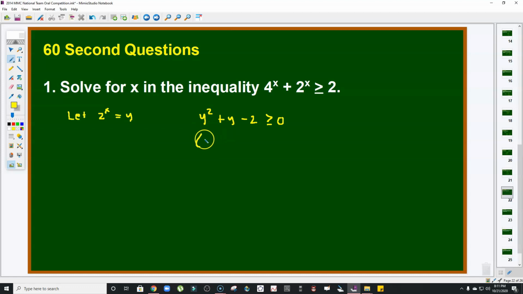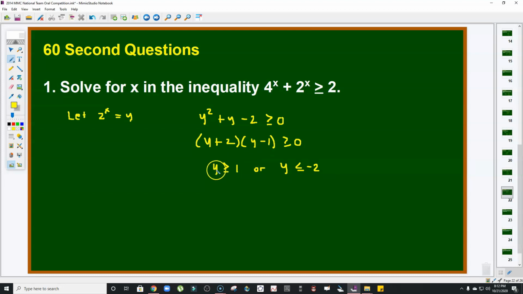Okay, my left side. So that is y plus 2 times y minus 1, which is greater than or equal to 0. Now, recall the quadratic inequality. If that's greater than or equal to 0, then y is greater than or equal to the largest of the two roots, which is 1, or y is less than or equal to the smallest of the two roots, which is negative 2.